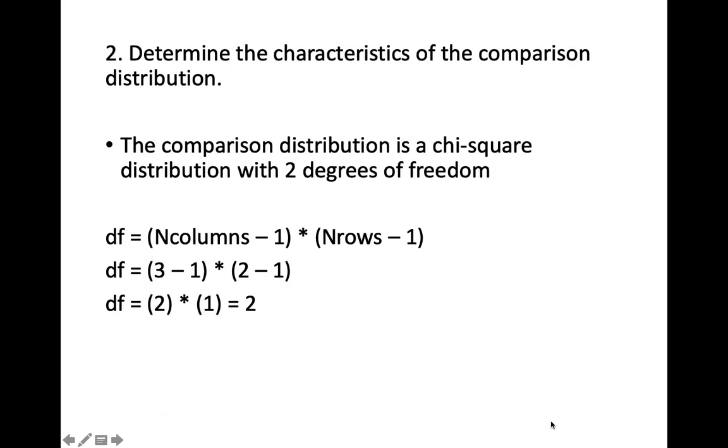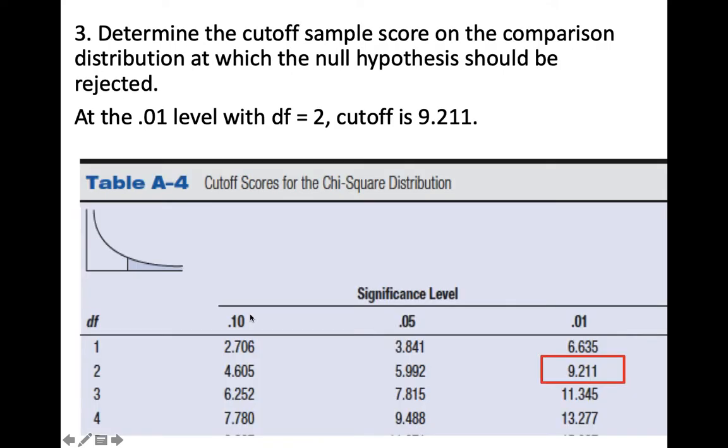So the way that we figure out degrees of freedom is to take the number of columns minus 1, which was 3, so married, separated, divorced, and then the number of rows, have children, yes or no. So columns minus 1 gives us 2, rows minus 1 gives us 1. Multiply those together, and that gives us a degrees of freedom of 2.